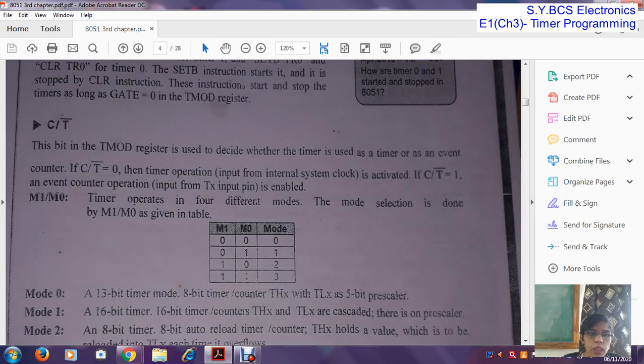So this bit in the TMOD register decides whether the timer is used for time delay generation or as an event counter for counting events. When this bit is equal to 0, the timer operation is activated, and the timer is used for time delay generation. If this bit is made 1, then the timer is used as an event counter. If C/T is equal to 1, event counter operation is enabled.